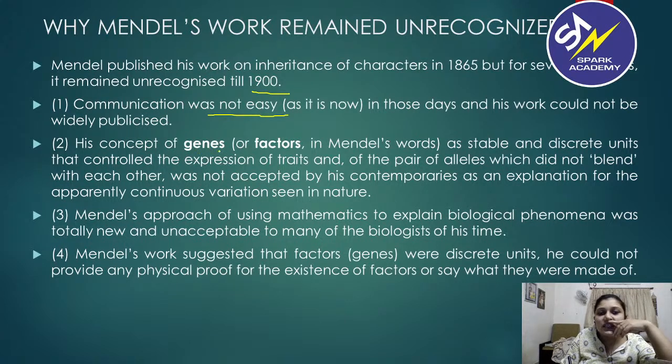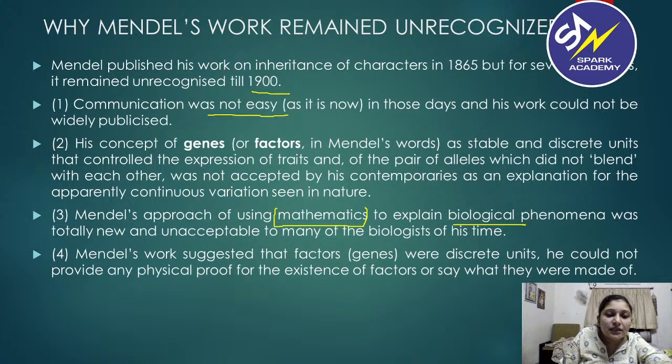His concept of genes or factors as stable, discrete units that control the expression of traits, and of pairs of alleles that did not blend with each other, was not accepted by his contemporaries as an explanation for the continuous variation seen in nature. Mendel's approach of using mathematics to explain biological phenomena was totally new and unacceptable to many of the biologists of his time.